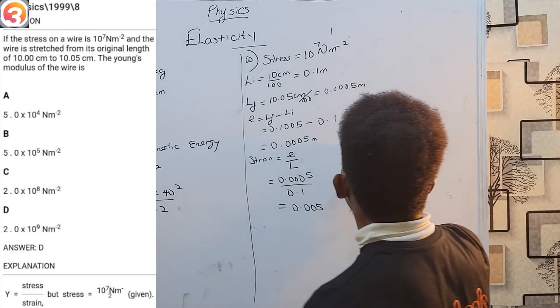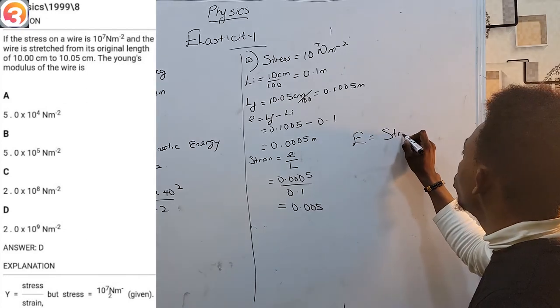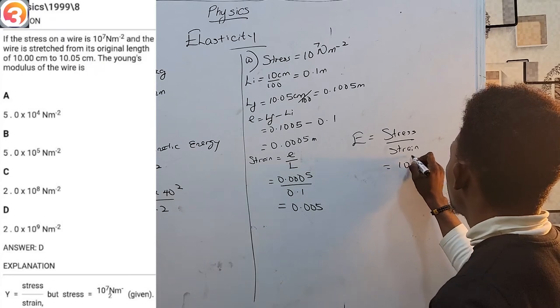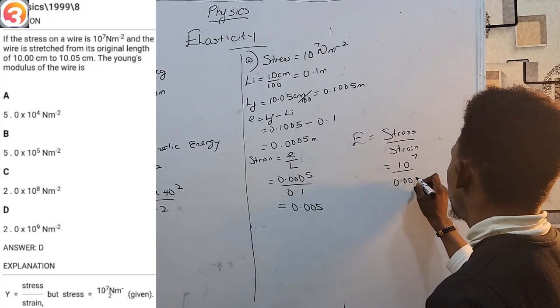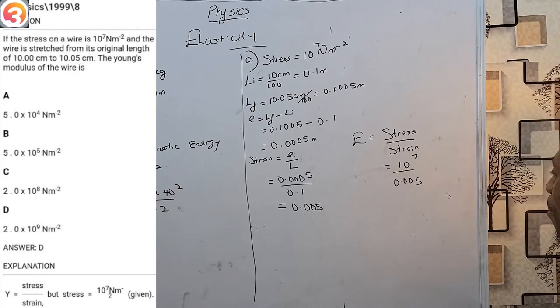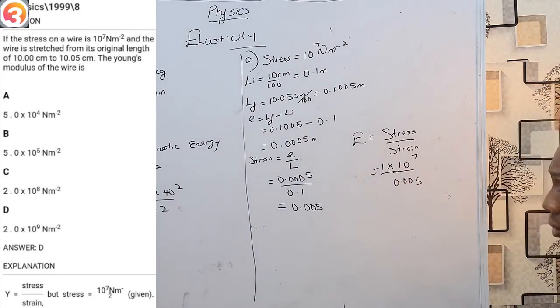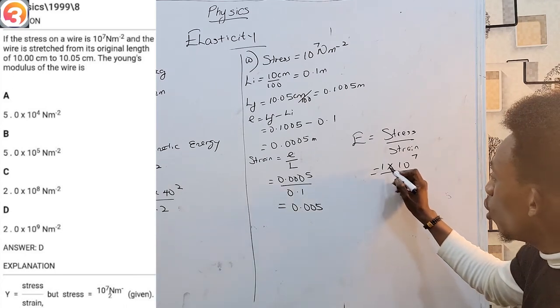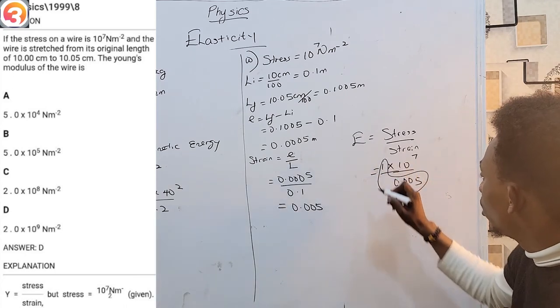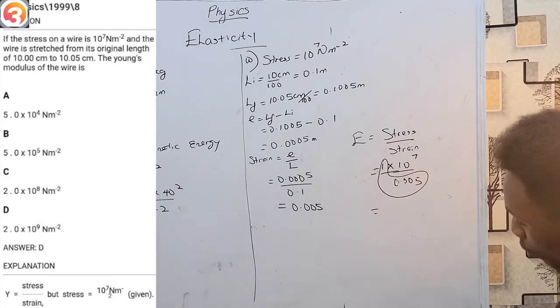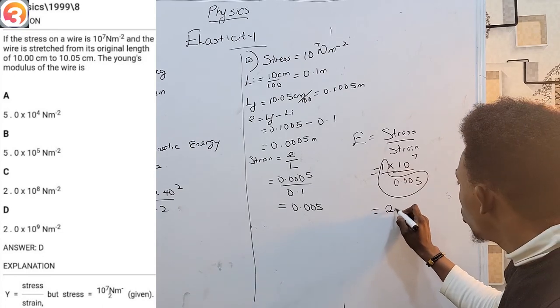So, just rounding it up here, my Young's modulus, as we all know, is stress over strain. So that will be 10^7 over 0.005. Now, this is where we have a mathematical issue. We can't press this into the calculator that we have for JAMB. So what do we do? Don't forget that this is the same thing as saying 1 times 10 to the power 7, right? So I'm going to work with just these numbers first. On my calculator, I can press 1 divided by 0.005, and that gives me 200.